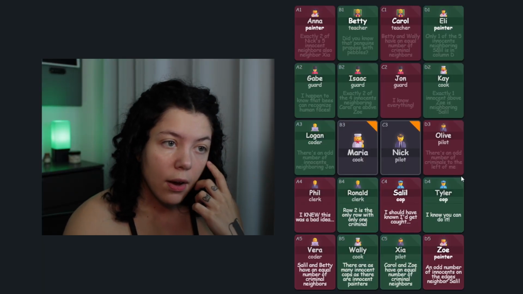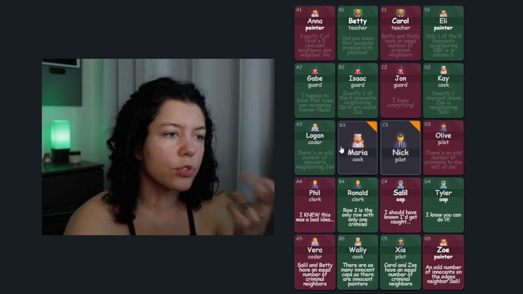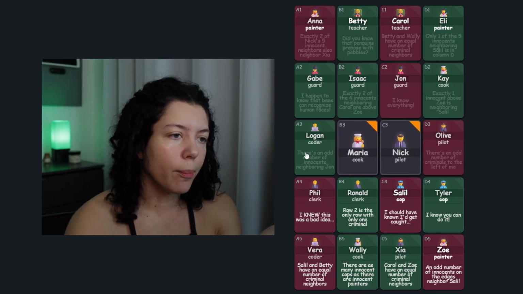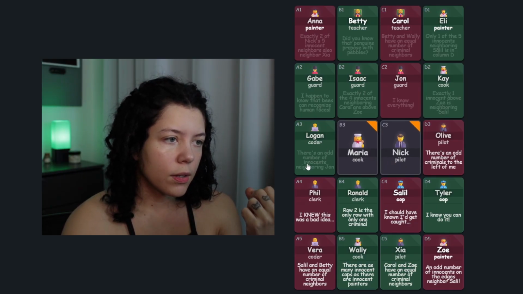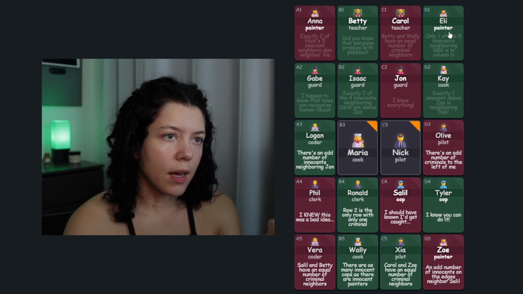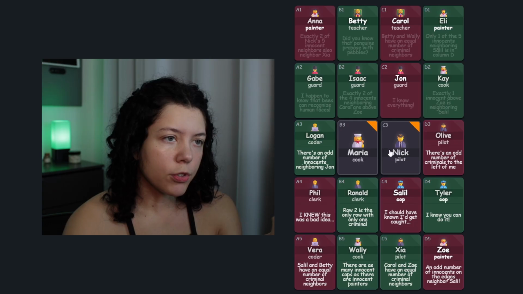Okay. Olive says there's an odd number of criminals to the left of her. There's no way of there not being an odd number of criminals because that's only 1. Logan says there's an odd number of innocents neighboring John. There's gonna be Betty, Isaac, Kay, and Eli, and someone else here. Both of these people neighbor John.